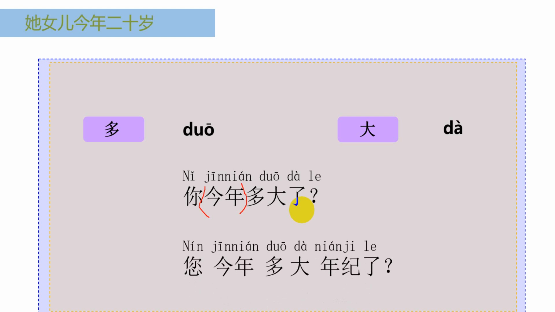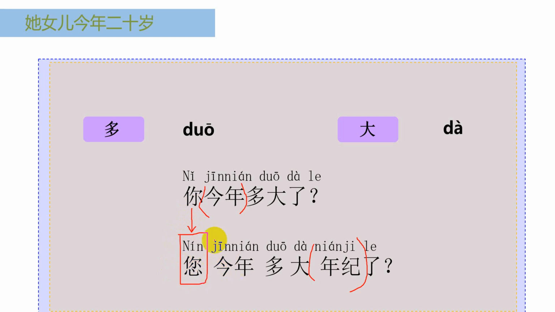您? Now, so this age, 您今年多大年纪了？Yeah, 您今年多大年纪了？Now, or you can just say 您今年多大了？Yeah, it's okay. Now, if we want to ask the elder person, so we just need to remember change the 你 to 您, yes, to show the respect. Okay.